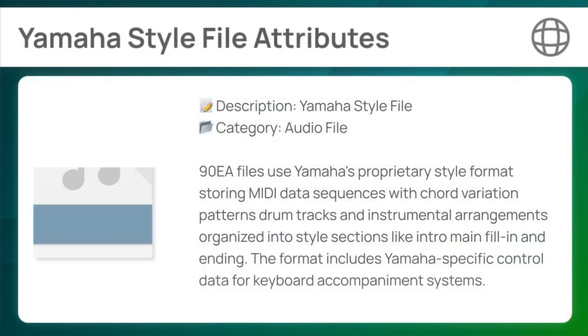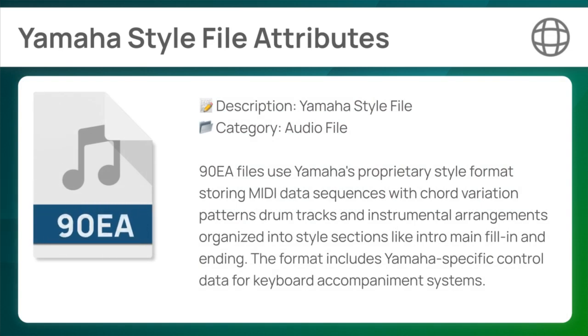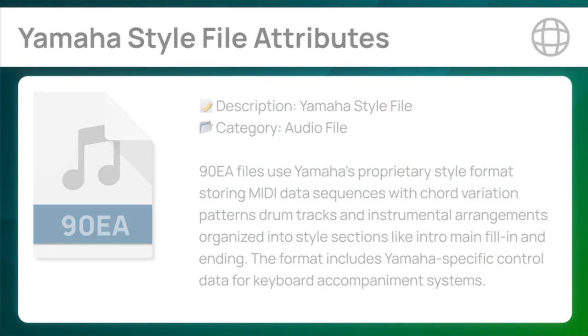9.0 EA files use Yamaha's proprietary style format, storing MIDI data sequences with chord variation patterns, drum tracks, and instrumental arrangements organized into style sections like intro, main fill-in, and ending. The format includes Yamaha-specific control data for keyboard accompaniment systems.